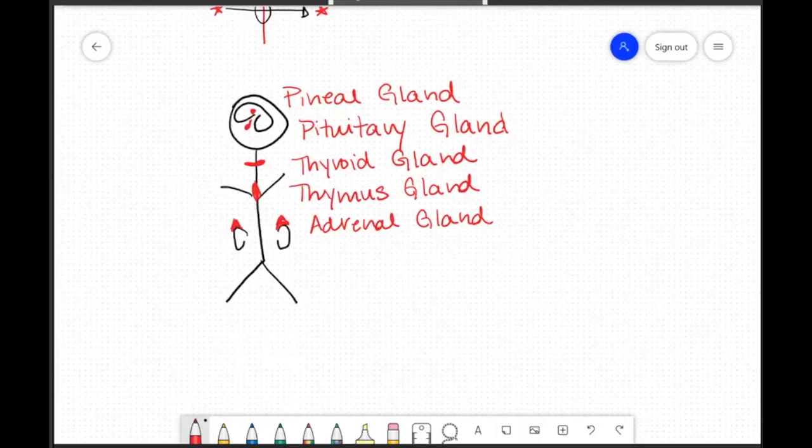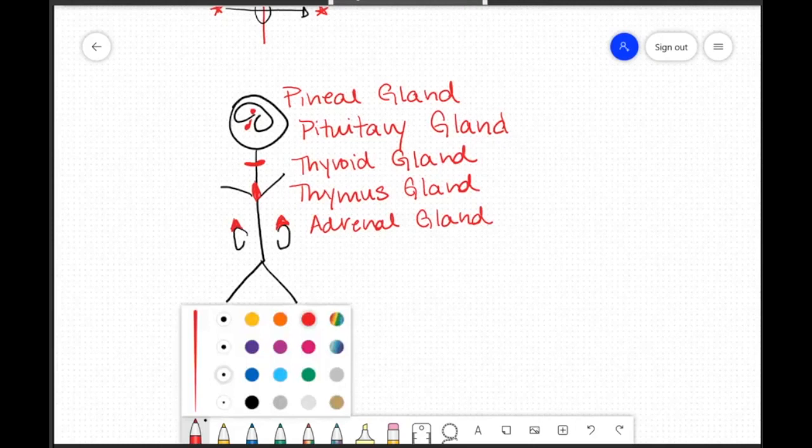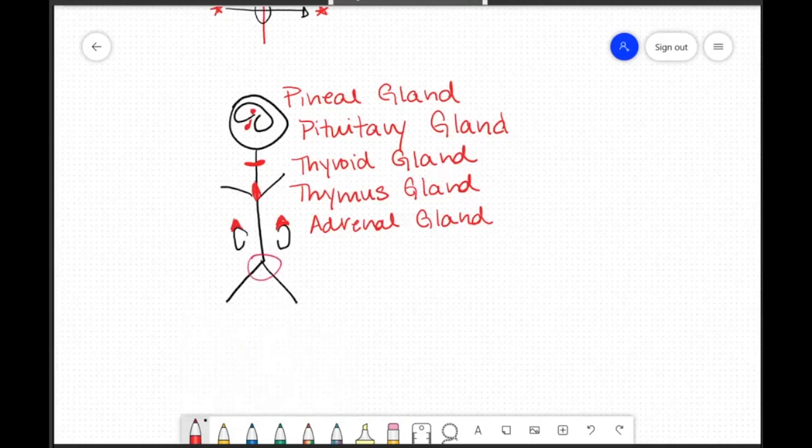And then, depending on male or female, here in the reproductive region, you will either have the ovaries or the testes. But these are where you're going to find your endocrine glands.